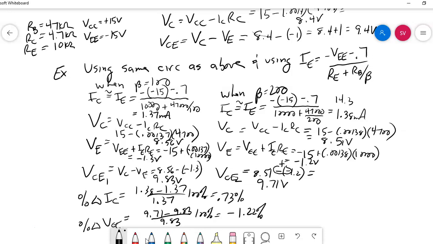You have two different ways to show it. One way doesn't even use beta in the calculations. The other way uses beta in the calculations, but you could see that the values are roughly the same. Now that concludes our common emitter lecture.